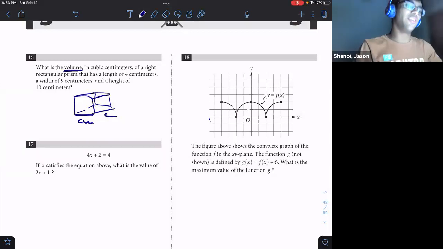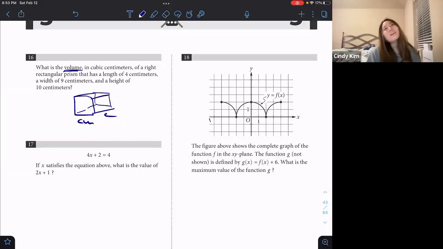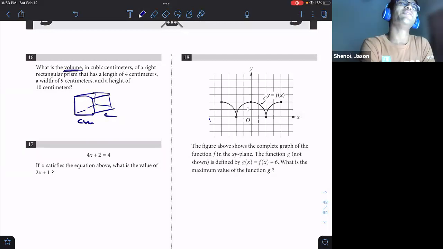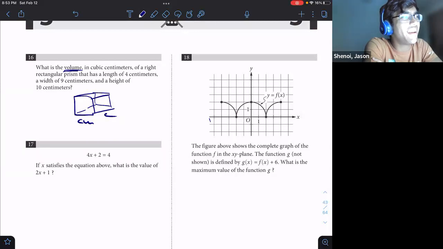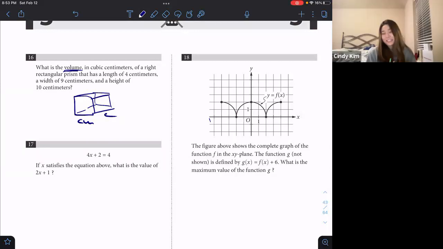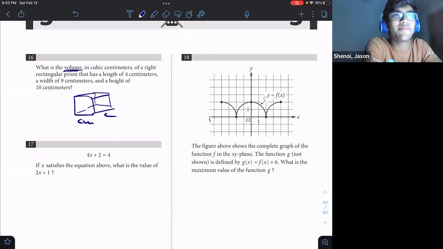So the answer is 360. Very good. Centimeter... what's that in English? Cubic centimeters. No, it's not. Oh, it is cubic centimeter. My bad. We say it differently in Korean. How do you say it?